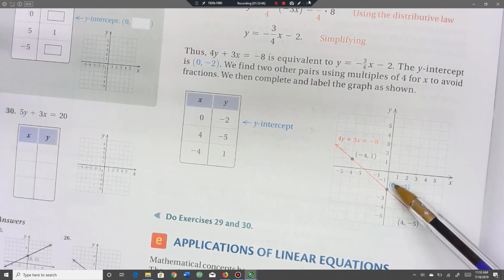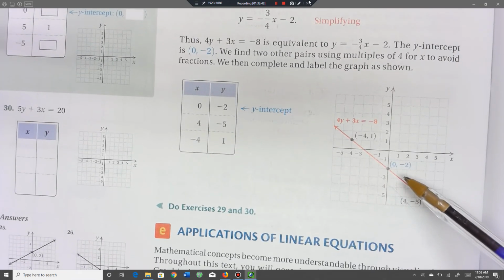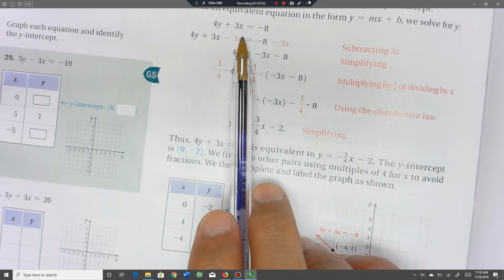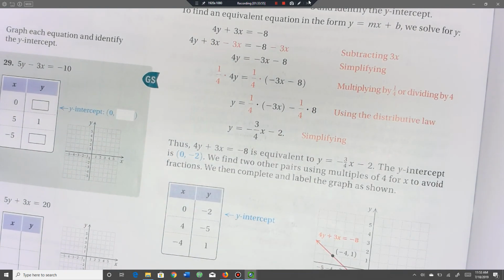If you can find it out just by graphing the equation, make sure you plug in 0 for x into the equation and solve for y. That's going to be your y-intercept.